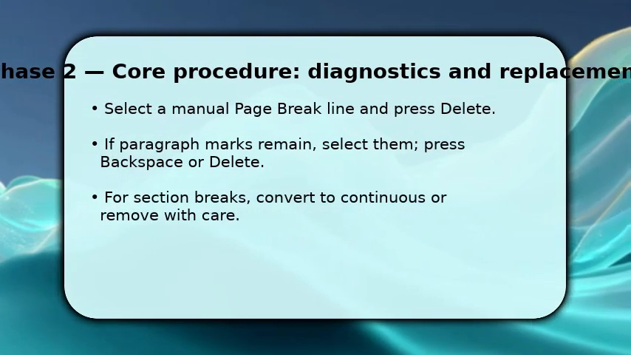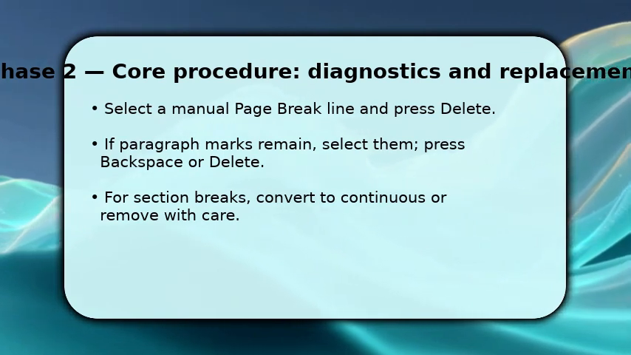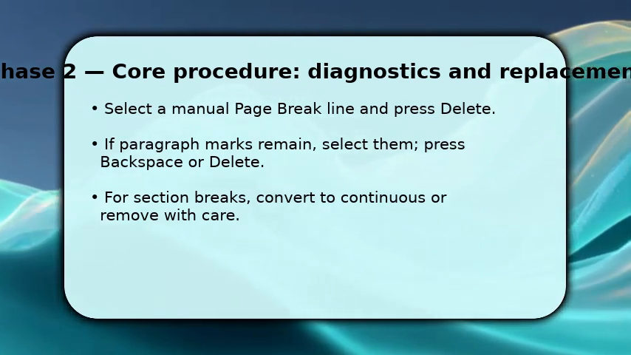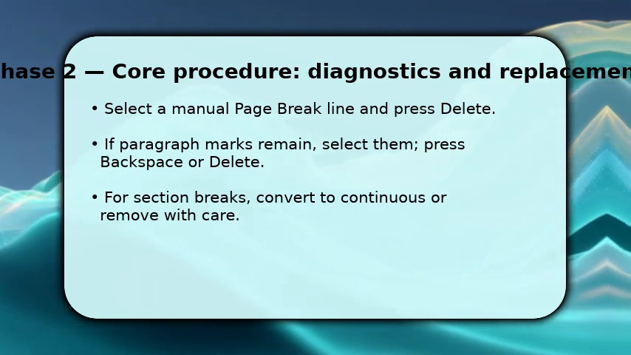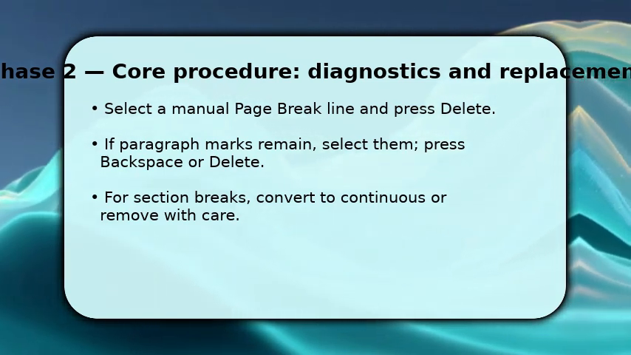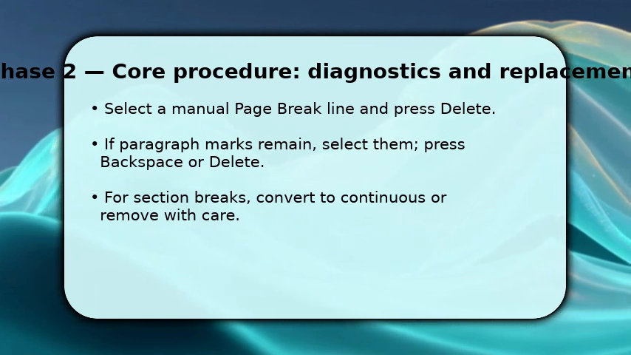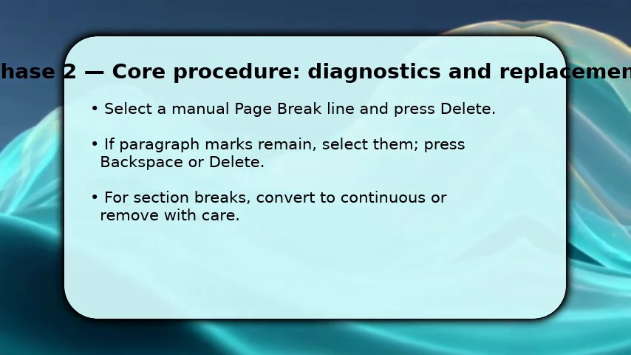Now you'll remove the element that forces the page. If you see a manual page break line, click it once and press delete. This immediately pulls text up. If paragraph marks remain at the end, select only those and press backspace.